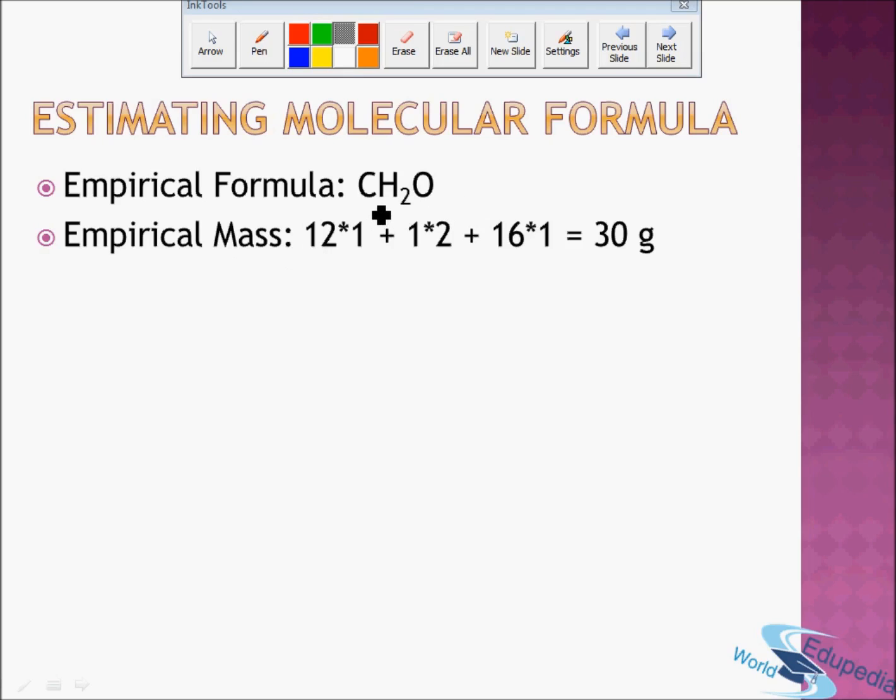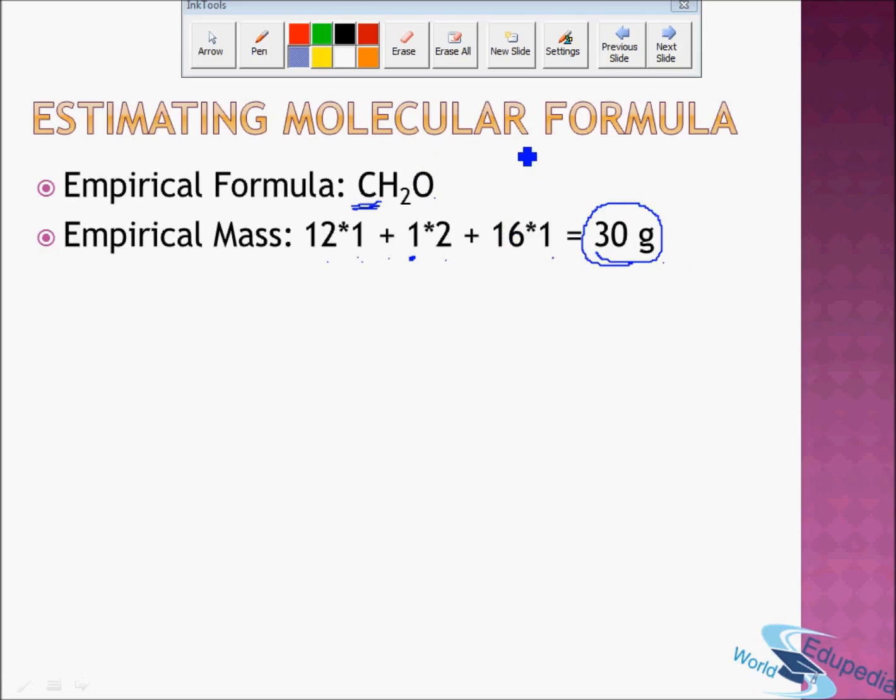So empirical mass is nothing but the atomic mass of C multiplied with the number of atoms of carbon, that is 1, so 12 into 1, plus the atomic mass of hydrogen, 1, multiplied with the number of hydrogen atoms, 2, plus 16 into 1, so 30 gram. So this is the empirical mass of this compound. It's quite similar to molecular mass. Now our ultimate goal is to calculate the molecular mass.